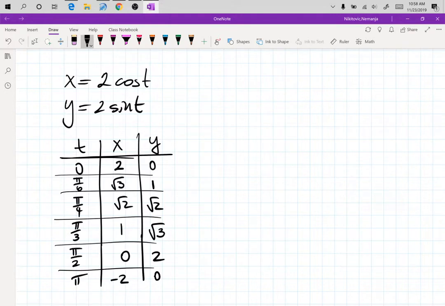Now we'll draw axes, x and y. I will use 2 units as 1.